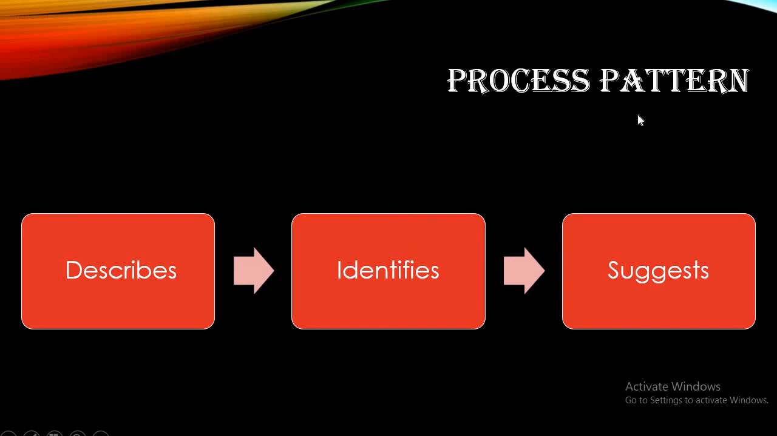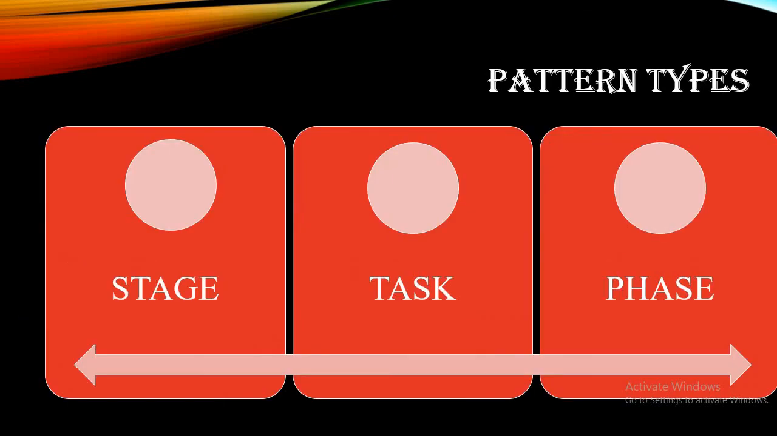So what is a process pattern? It describes a process related problem that is encountered during software engineering work, it identifies the environment in which the problem has been encountered, and it suggests some proven solution to the problem. So simply in general terms, I can say that a process pattern will provide you with a template, and that is all about process pattern. This process pattern is of 3 types, namely stage pattern, task pattern, and phase pattern.